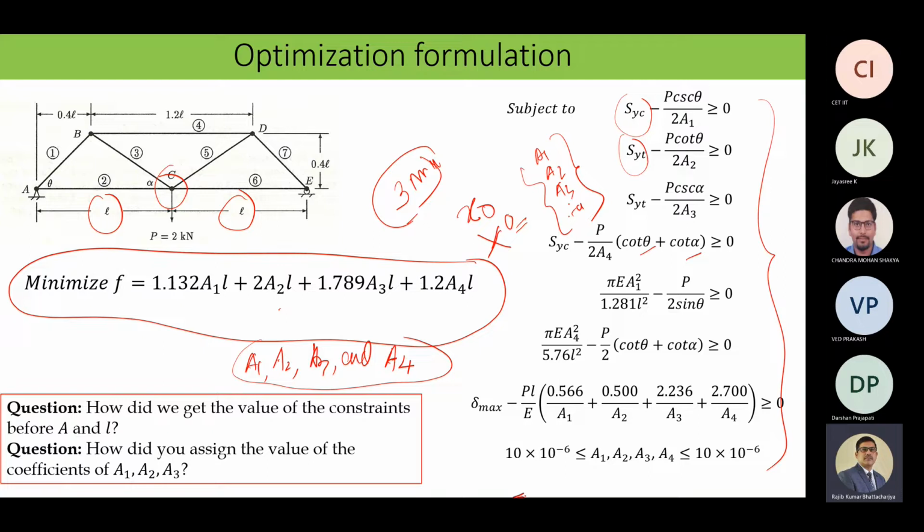L is not a variable, so L is a user-defined parameter. So I know what L is, what P is, what the theta value is, what the alpha value is, and all these permissible values are known, deflection values are known. So the only unknowns in this particular problem are the variables a1, a2, a3, and a4.